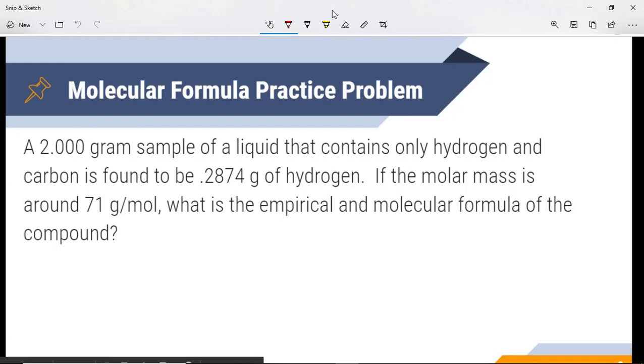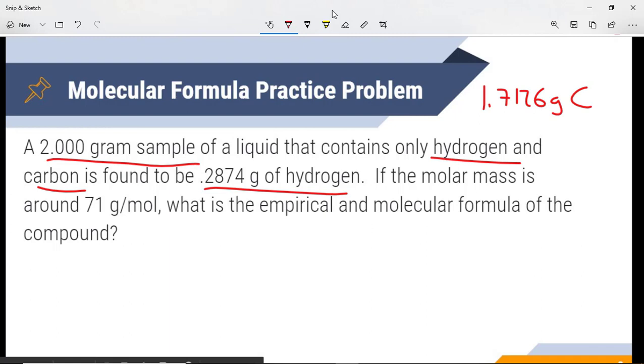So before we do our molecular formula calculation, we are going to need to complete another empirical formula. Now in this instance, we're told that we are given a 2-gram sample and that 0.2874 grams of that is hydrogen. The sample only contains hydrogen and carbon, so we can subtract 0.2874 from 2 in order to get the grams of carbon that are present in the sample. So we end up with 1.7126 grams of carbon. So we need to do our empirical formula calculation first. So let's get both of these down here.